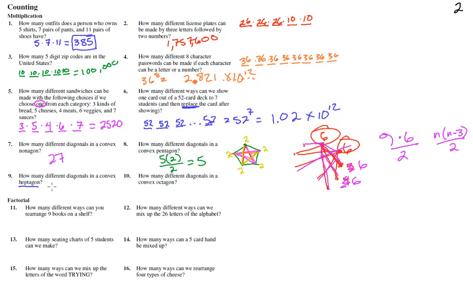Convex heptagon, 7 sides, so 7 vertices. Each vertex can draw 4 diagonals, and that will cover each diagonal twice. So divide by 2, we get 14. Diagonals in a convex octagon. So that is 8 sides, so 8 times 5 all over 2, and we get 20. Good.